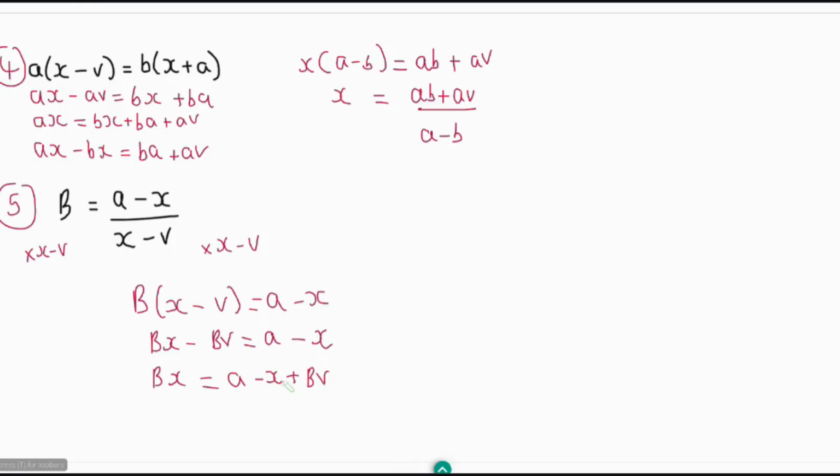Now we need to get rid of this x here, so we're going to add x to both sides. Sometimes people struggle to factorise this, so let's take an x out. What do I times x by to get bx? Just b. And what do I times x by to get x? 1. And then divide both sides by b plus 1.